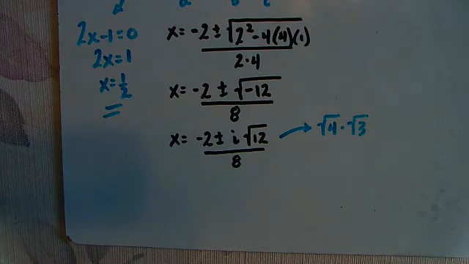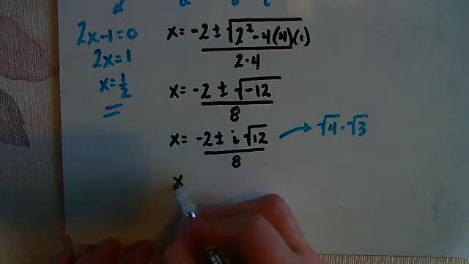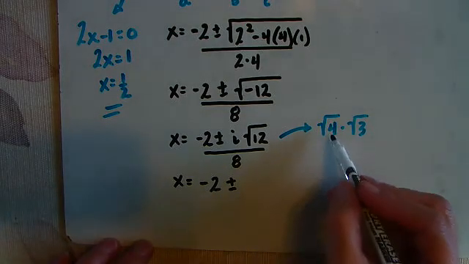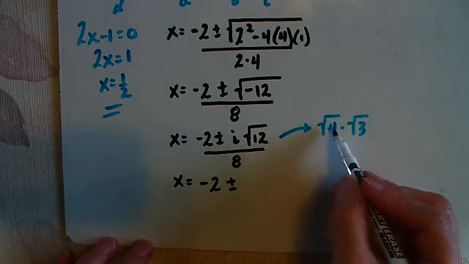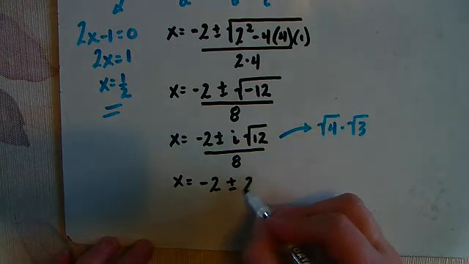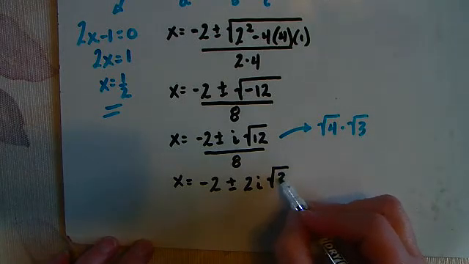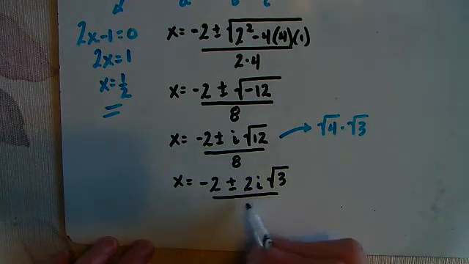4 is a perfect square. So if I wanted to simplify this all the way to the end, we're going to have -2 plus or minus. The square root of 4 would be 2. So now I have 2i, and then I have my square root of 3 all over 8.